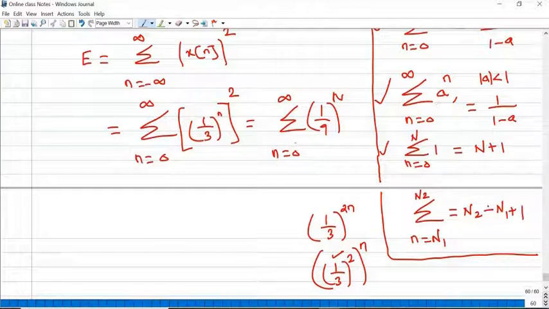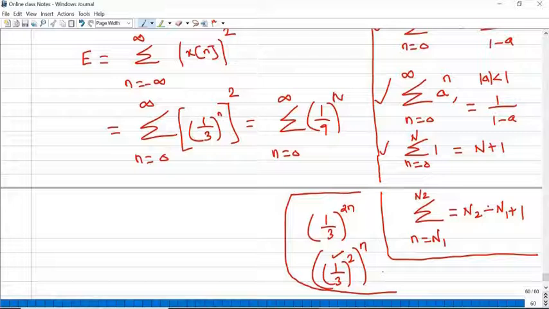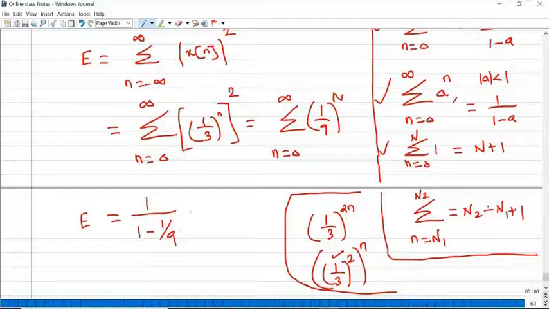Okay. So 0 to infinite, a power n. What is the formula? A is less than 1, that is 1 by 9. So 1 divided by 1 minus a. The energy of this particular signal is 1 divided by 1 minus 1 by 9. So this will be equal to 9 by 8 joule.